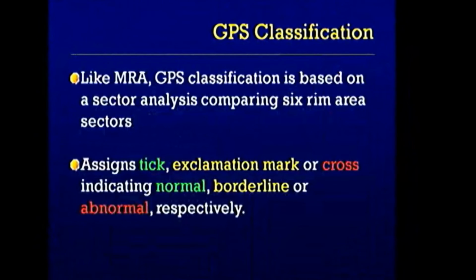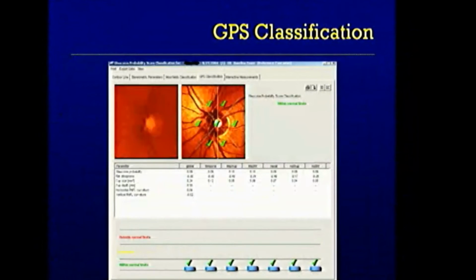And like the Moorfield regression analysis, it assigns a tick, exclamation mark, or cross. Tick means it's within normal limits. Cross means it's outside 95% confidence limits. And exclamation mark means it's borderline, or between 90 and 95% limits. So this is a GPS classification for a given eye, and you can see the cup looks quite small, about 0.4, 0.5, and each of the sectors has a tick beside it, indicating that, according to GPS, this is likely to be a normal nerve.